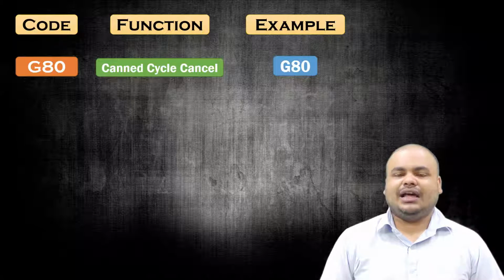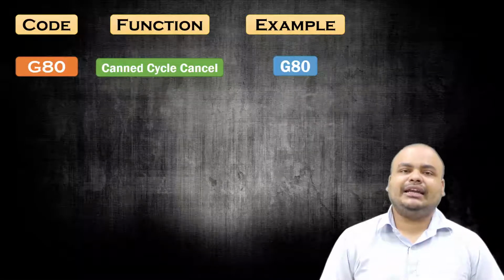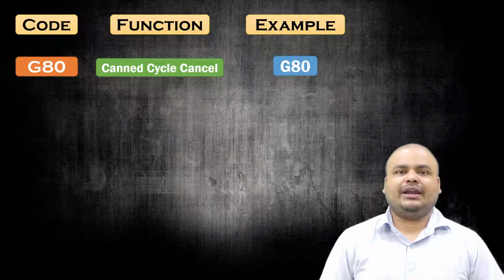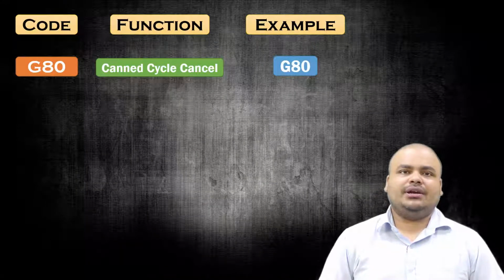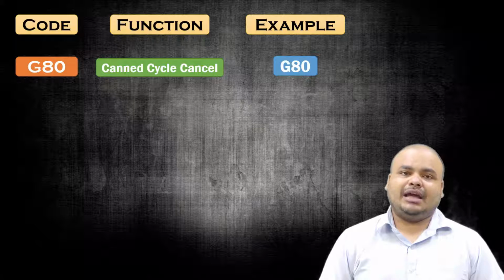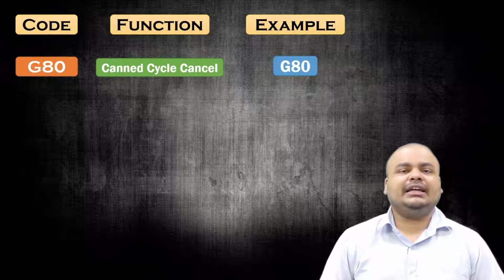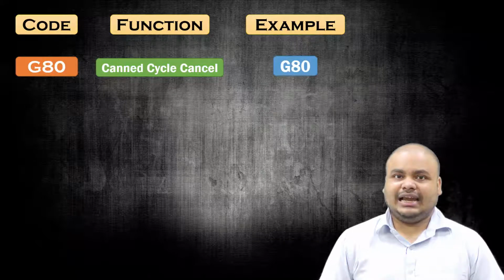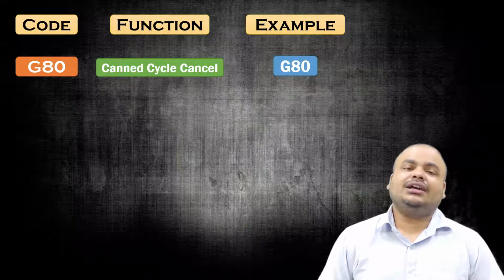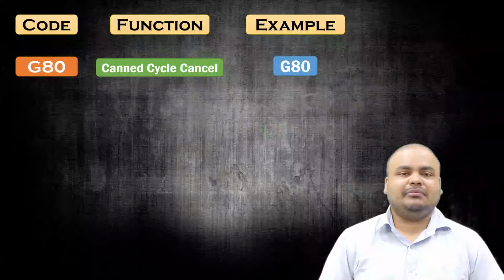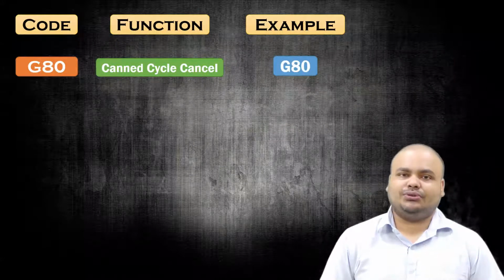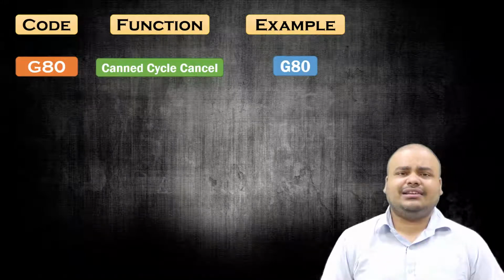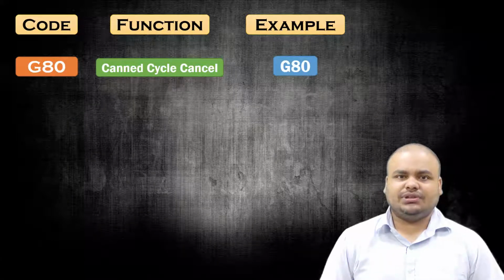So canned cycle, what happens, we need not write repeatedly each and every coordinate for the movement of the tool. Simply, for example, drilling or boring or reaming or similar types of operations, if you want to repeat it, then we can go for a canned cycle. That means we'll give the starting parameters, ending parameters, along with other parameters whatever is required, and the machine will be doing those operations. This comes under the category of canned cycle, and to cancel the canned cycle generally we use G80.